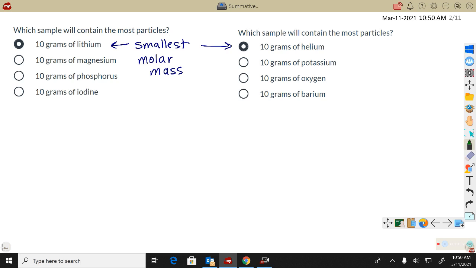Maybe it's only 1 or 2 rocks that already give you a mass of 10 grams because individual rocks are just heavier. Similar here, in the first example, if I look on the periodic table, lithium has the smallest molar mass, and in the second example, it's helium that would have the smallest molar mass. So the atoms are the smallest, they're the lightest, so it's going to take the most helium or the most lithium atoms to get me up to that 10 gram sample.